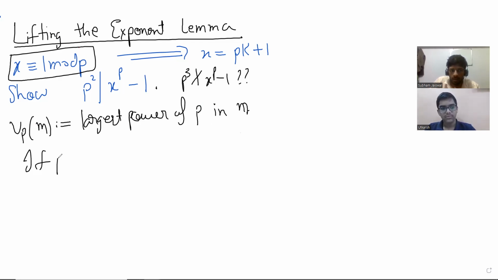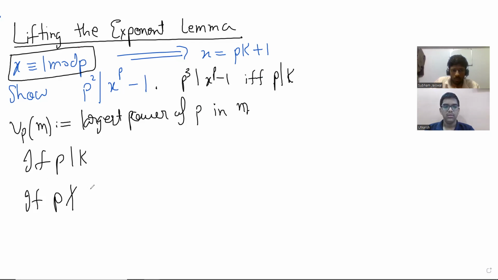So if p divides k, then what? If p divides k, then p cube divides the last term, so p cube divides x raised to power p minus 1. That's right. And if p doesn't divide k, then from what you have said so far, p cube does not divide it.